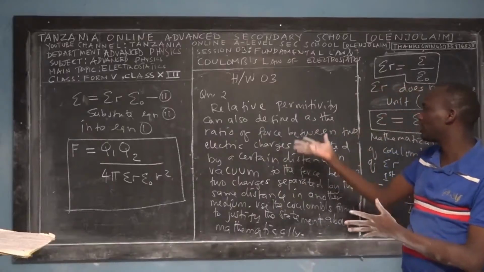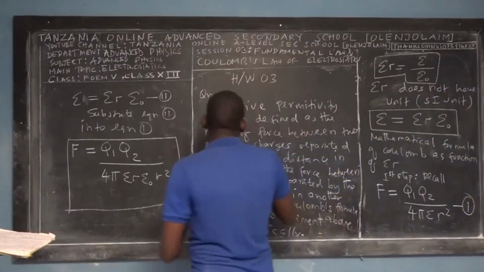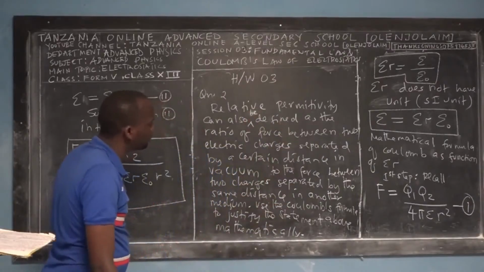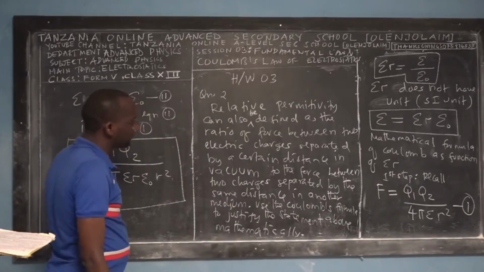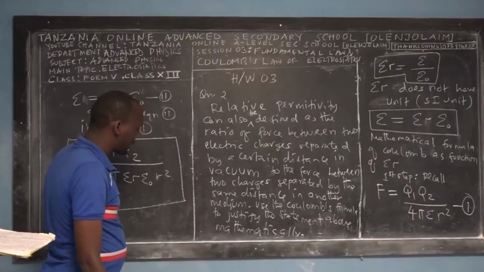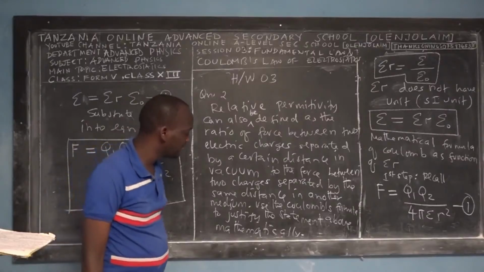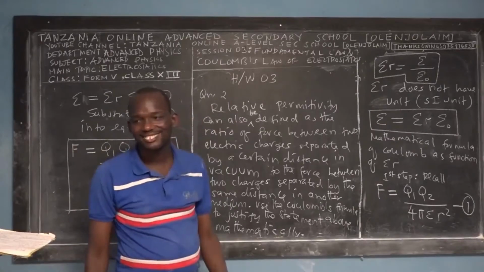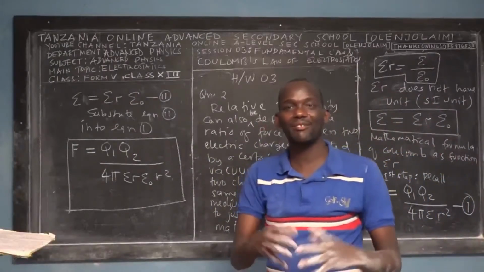So the relative permittivity can also be defined as the ratio of the force between two electric charges separated by a certain distance in vacuum to the force between two charges separated by the same distance in another medium. Use the Coulomb's formula to justify the statement above mathematically. Very interesting question for the lovers of physics.